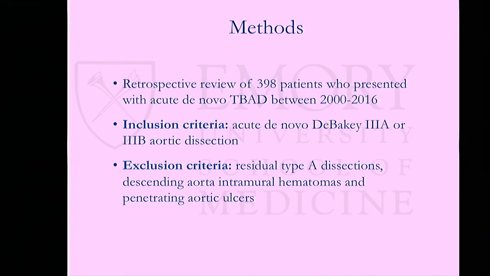So in a 16-year period, we got 400 patients with what we called de novo type Bs. What I mean by that, these were not residual type As where we fixed the proximal and we're left with dealing with the chronically distal aorta. Because, I don't know, those patients may act differently. Their primary tear theoretically has been resected. Does that matter? We're trying to figure that out. But these were only de novo type Bs.